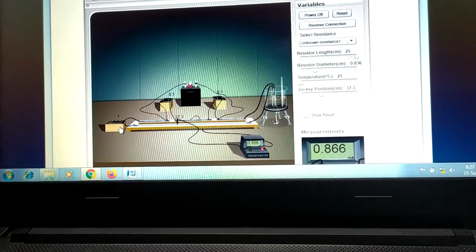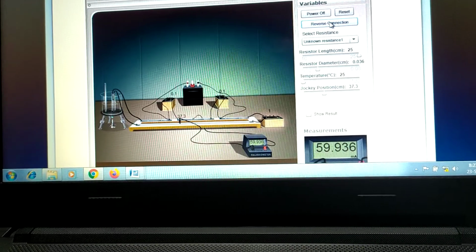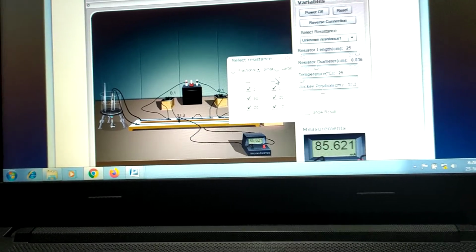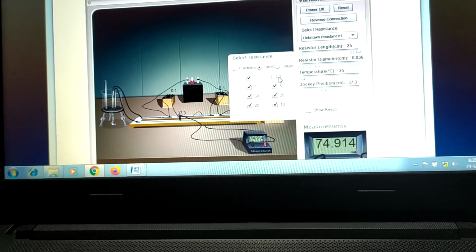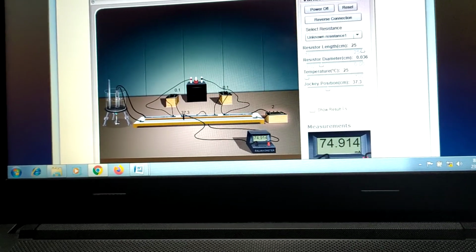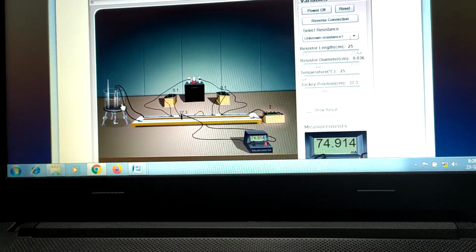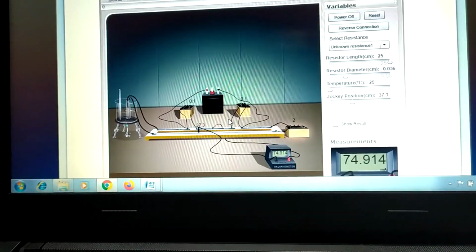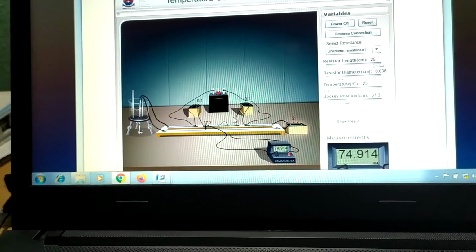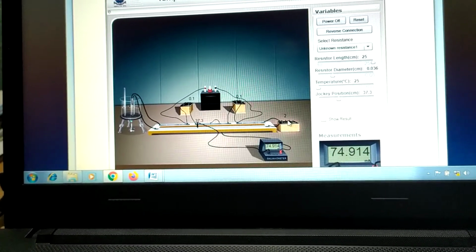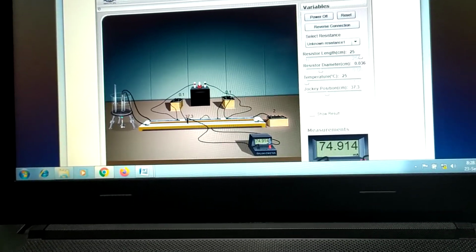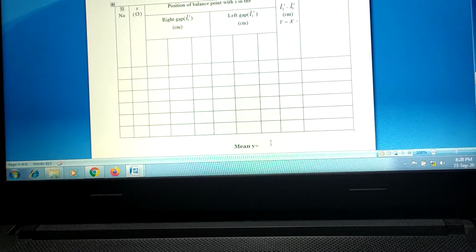In the similar way, you again change to the reverse connection, and you can choose a smaller value, and another one, say 2. When you choose the value 2, again you take the null point for the left gap as well as the right gap. In the same process you can take 4 to 5 readings for different values of fractional resistance, 1, 2, 3 or 4, whatever you choose, put all the values in your table and calculate Y, then calculate the mean Y.